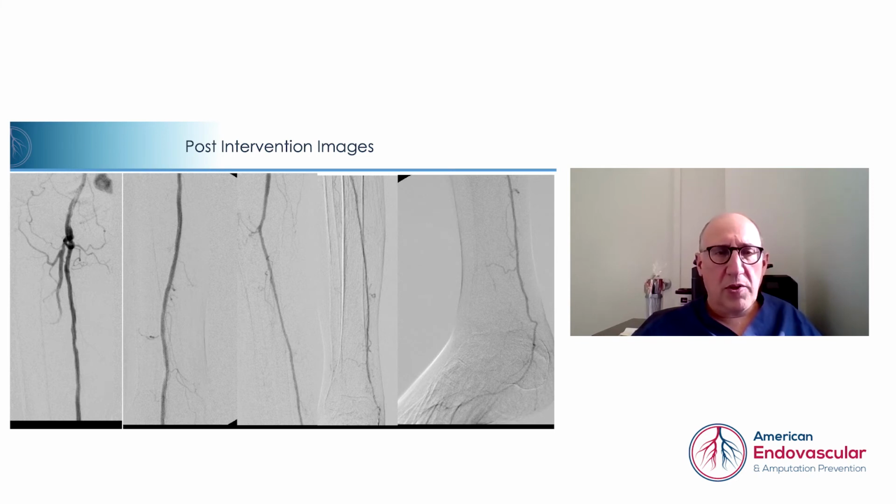Here are the post-intervention images. Again, here's the superficial femoral artery. Remember, we had pretty severe stenosis within the proximal portion of the superficial femoral artery. Here we have a nice, clean appearing superficial femoral artery, mild recoil within the mid portion of the SFA, but otherwise widely patent. Stents are now widely patent throughout. Here we see the distal popliteal artery now widely patent. There's a tibioperoneal trunk extending into the posterior tibial artery, which is now widely patent throughout. And we have straight line flow down the posterior tibial artery into the lateral plantar artery.